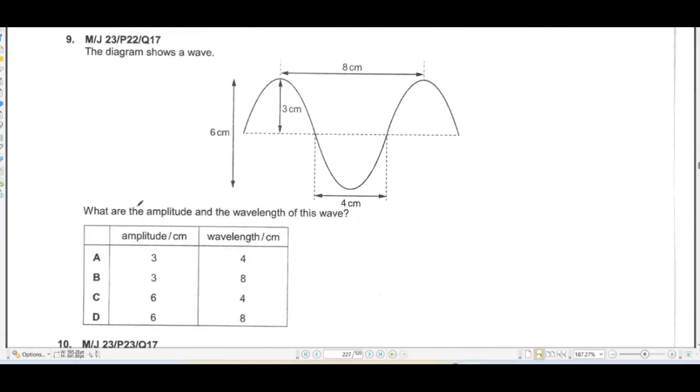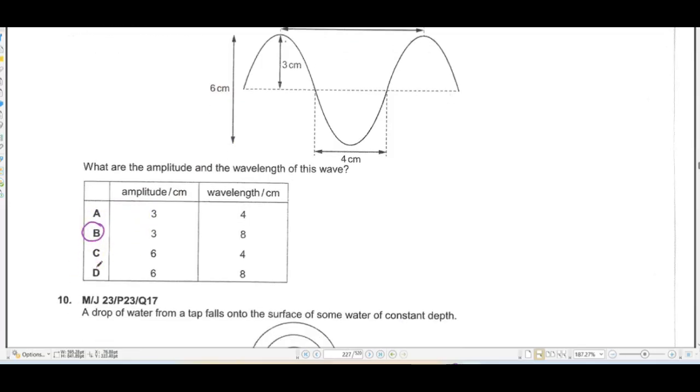Question number 9. The diagram shows a wave. What are the amplitude and wavelength of this wave? The amplitude seems to be 3 centimeters and the wavelength is 8 centimeters, because amplitude is the maximum displacement from the mean position and the wavelength is the distance between two consecutive crests or troughs. So these are two consecutive crests and the distance between them is 8 centimeters. So 3 and 8 centimeters would be it. So B is the correct option.